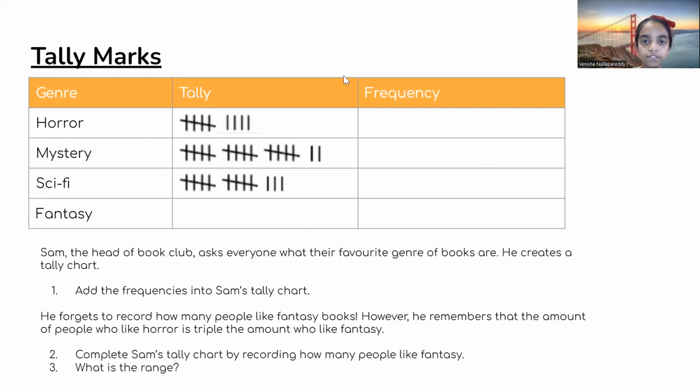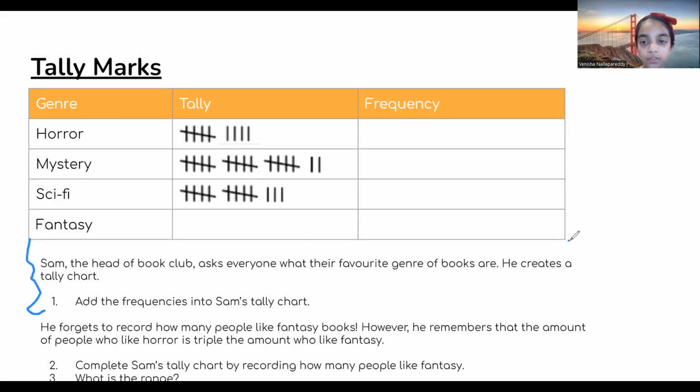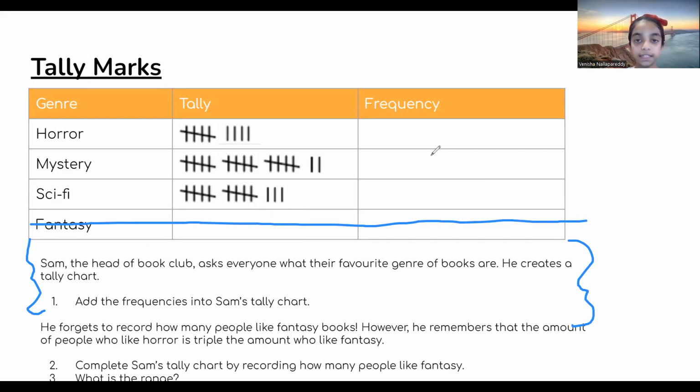So let's have a look at this first question now. The second question is all to do about the fantasy books, so we're not going to worry about the fantasy right now. So it's asking us to put in the frequencies. Well, all it means is count up how many votes there were. So we know that something like this with 4 vertical lines and one diagonal line means 5. So we've got 5, add 4, which is 9.